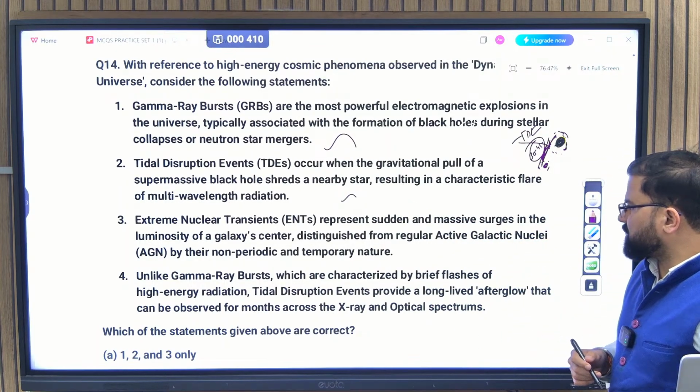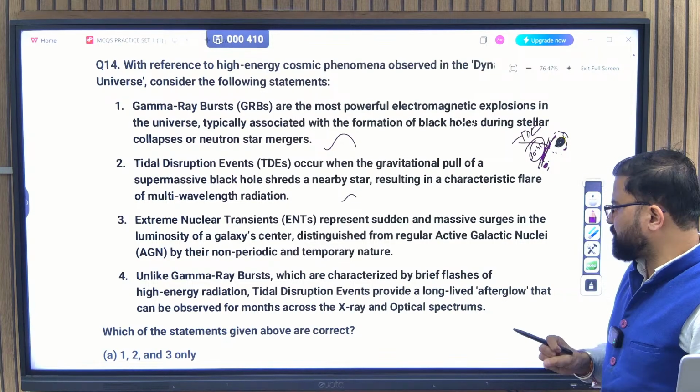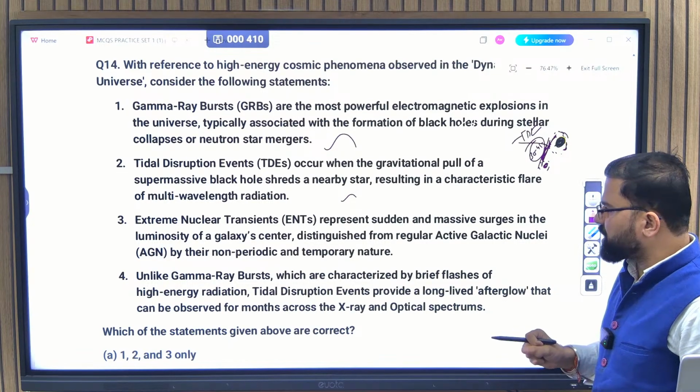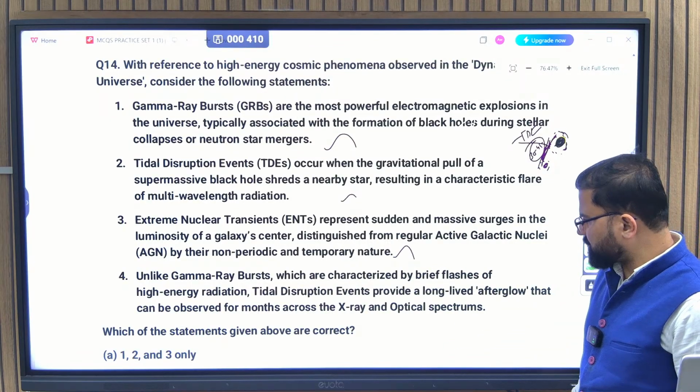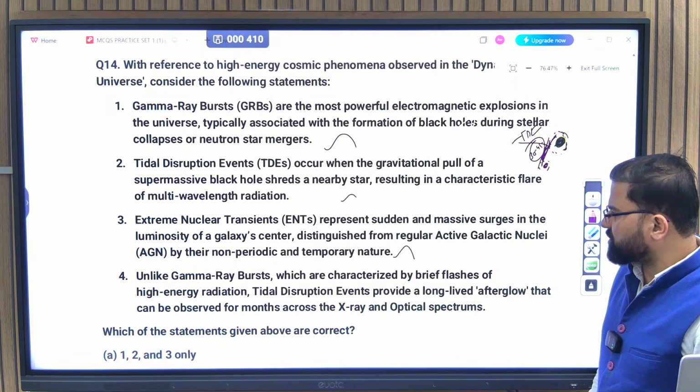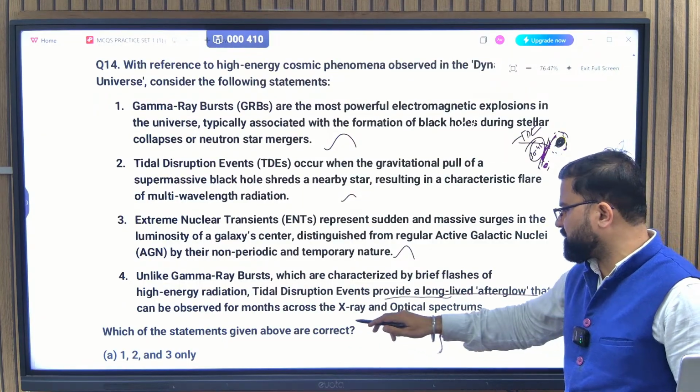Extreme nuclear transients represent sudden and massive surges in the luminosity of a galaxy center, distinguished from regular active galactic nuclei by their non-periodic and temporary nature. This is also true. Unlike gamma ray bursts, which are characterized by brief flashes of high energy transmission, tidal disruption events provide a long-lived afterglow that can be observed for months across X-ray and gamma ray.